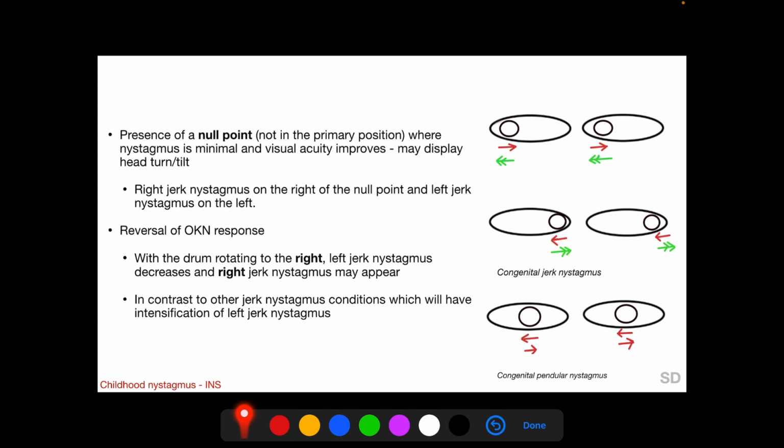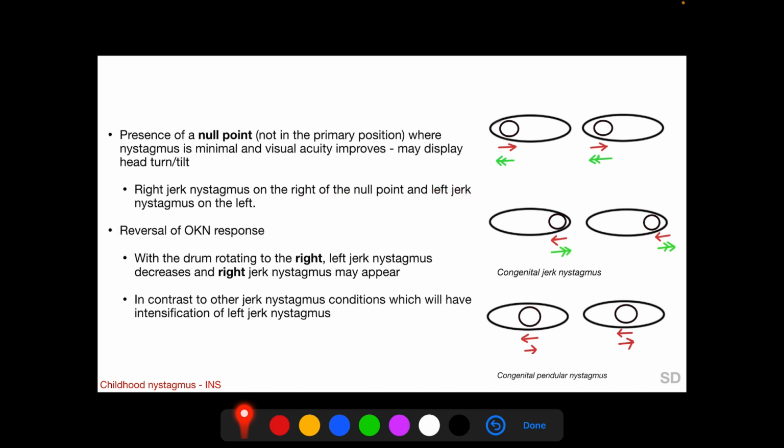Congenital nystagmus may have a null point, and as we have seen, at a null point the nystagmus is minimal and thus the visual acuity improves, and the patient may take up a head turn or head tilt to have the null point straight ahead. And if the congenital nystagmus is a jerk nystagmus and has a null point, we will find a right jerk nystagmus to the right of the null point and a left jerk nystagmus to the left of the null point.